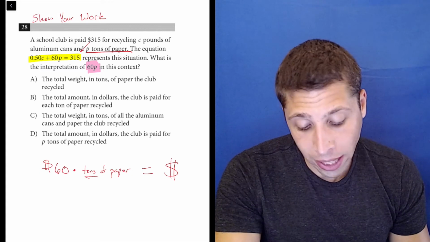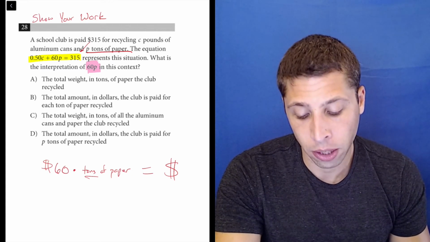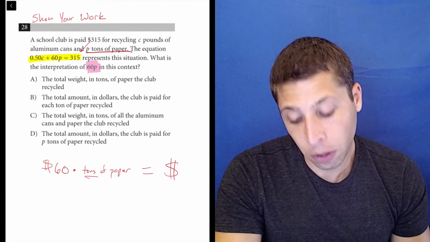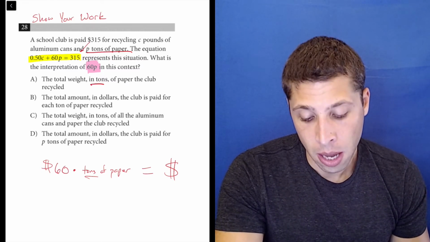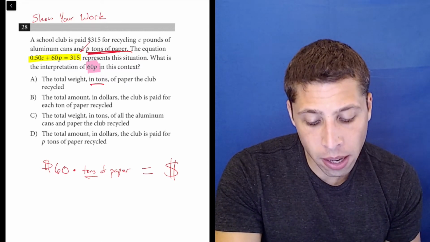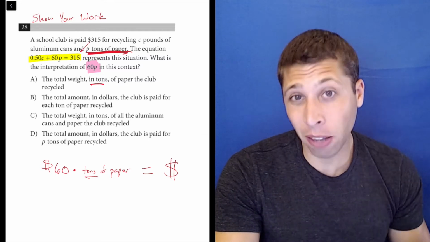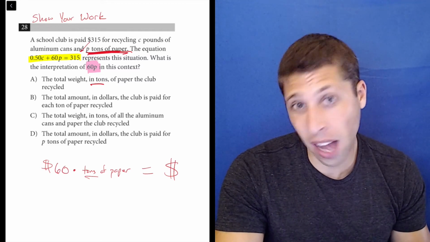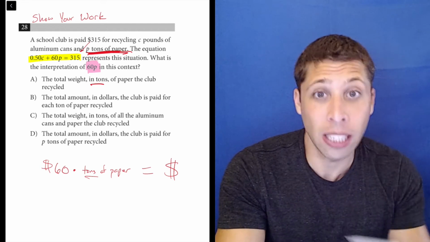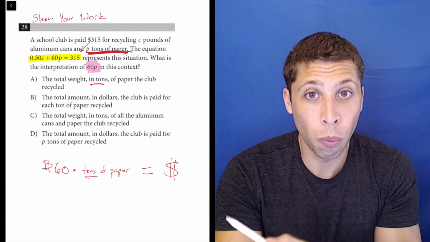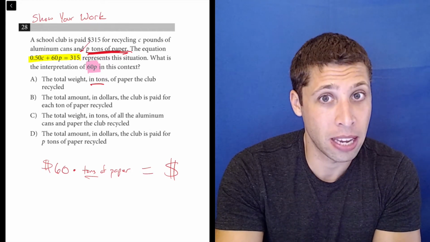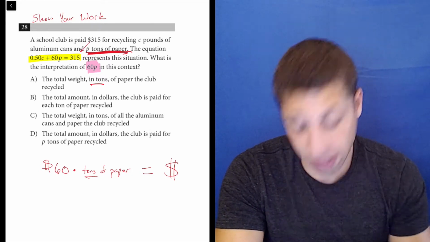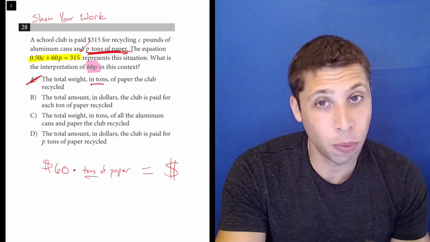A, the total weight in tons of paper the club recycled. Well, no. First of all, because that's not money, right? The unit for that is tons. But also that is what they told us P by itself is equal to. So this is not a good choice to pick, because they literally told you what the total number of tons is represented by. It's represented by P. The 60, we've got to factor that in somehow. So we're missing something here.